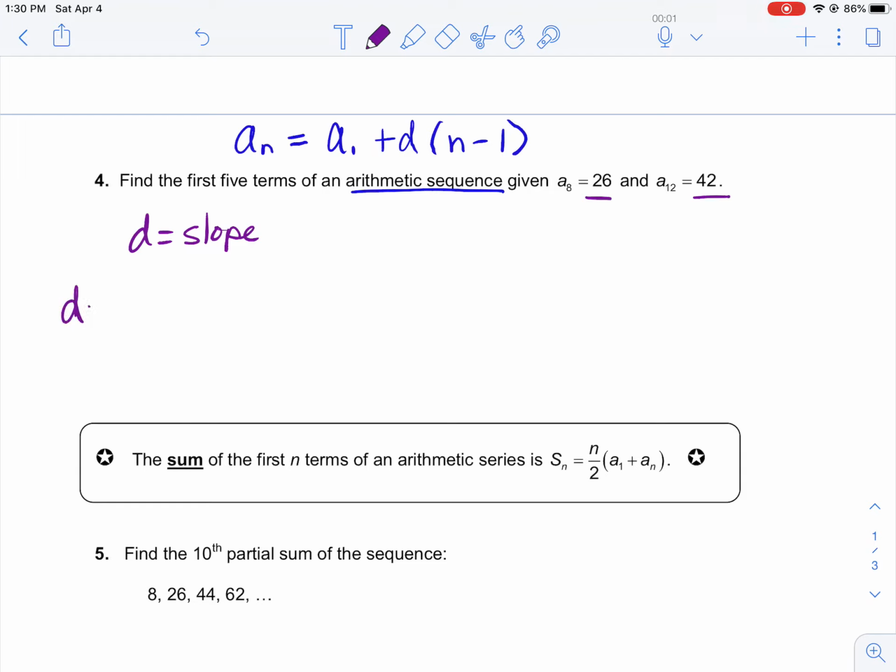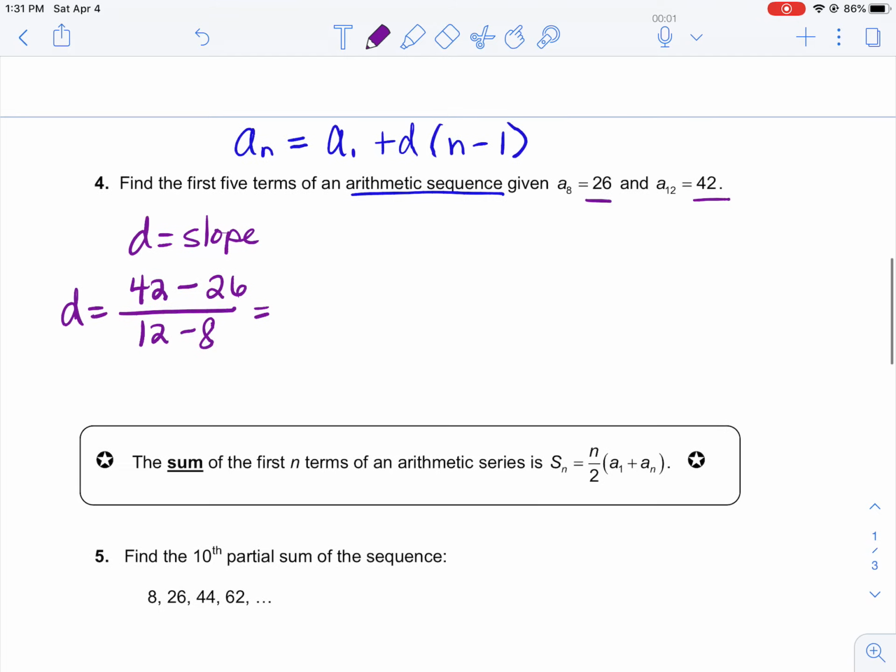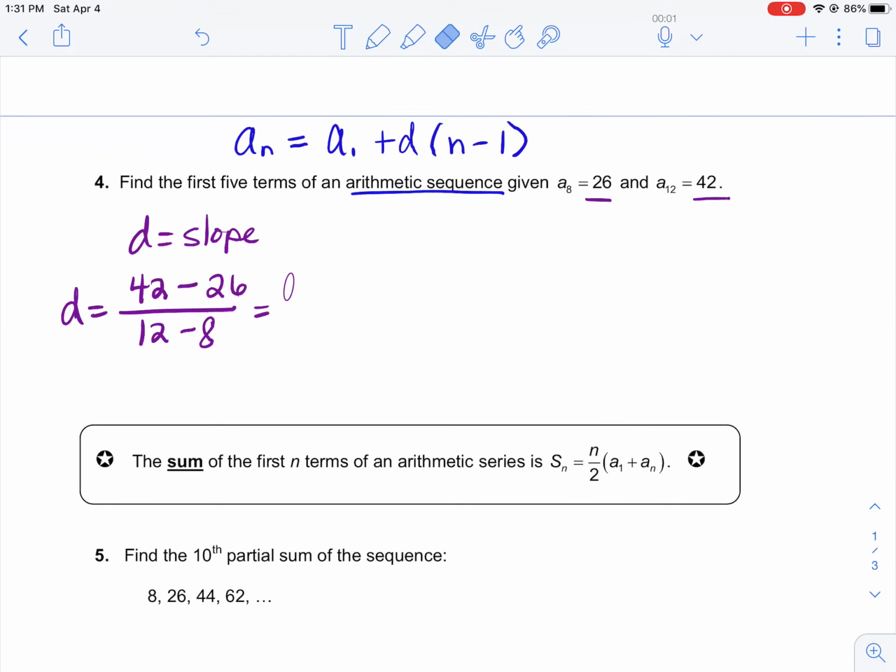So in order to find that common difference, I am going to take the difference between the 12th term, which is 42, minus the 8th term, which is 26, and then divide by the difference between 12 and 8. So that is 16 divided by 4, which is 4. So I know that the common difference is 4.